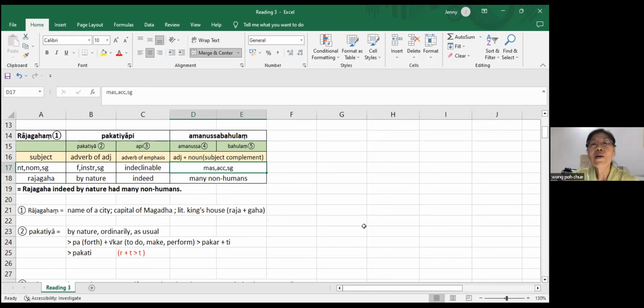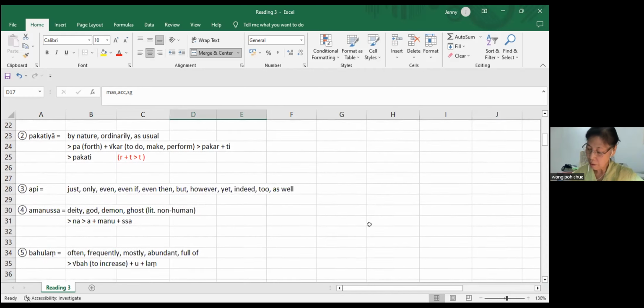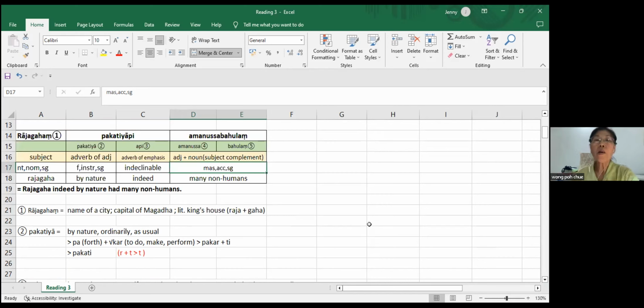Raja Gahang Pakatiyapi Amanusa Bahulang, Idang Pana Susana Sami Patanang. The first part of this sentence, Raja Gahang Pakatiyapi Amanusa Bahulang, there's a subject and there is the verb.